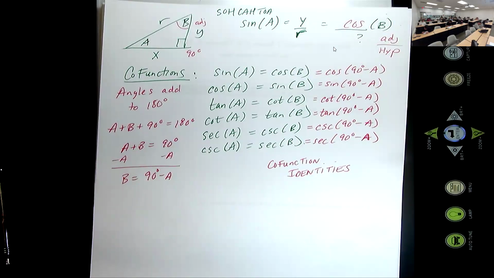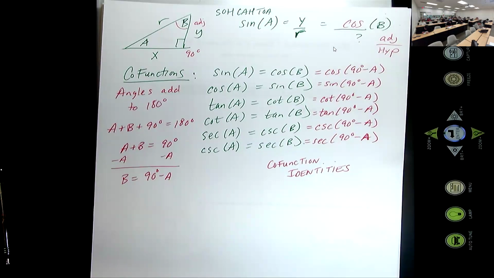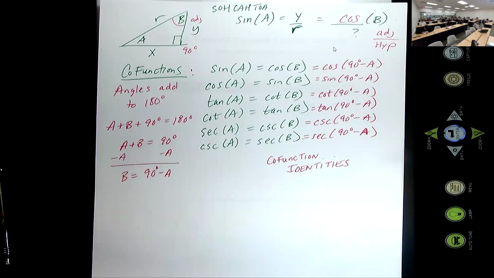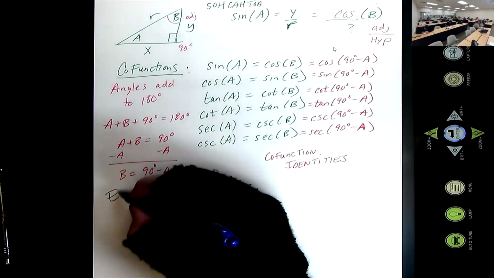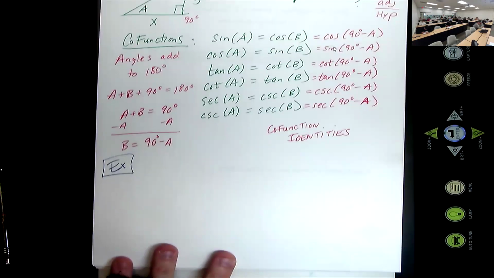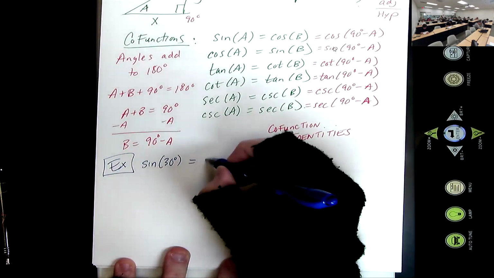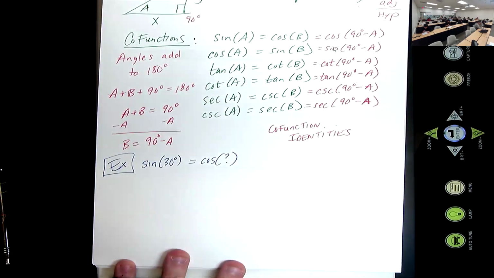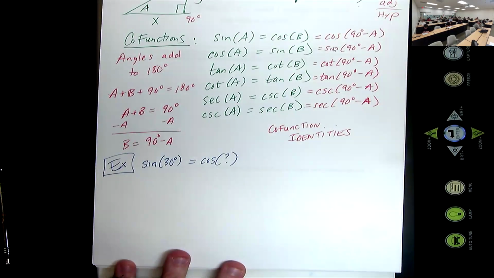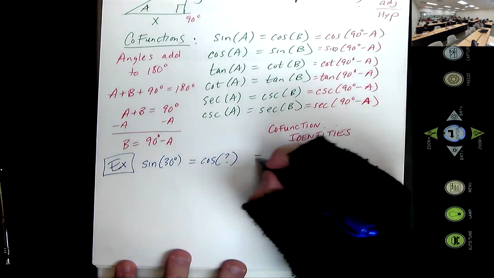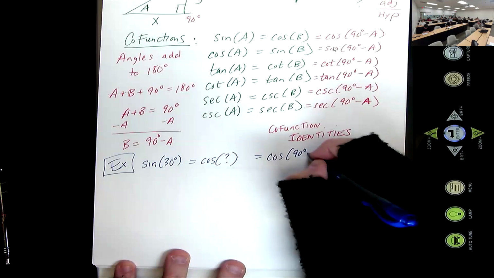Something that they do help with is memorizing some basic things that we're going to do. Let's look at some examples here and we'll see how this plays out. Let's say we have sine of 30 degrees. This is cosine of what? Well, it's cosine of 90 degrees minus my angle here.